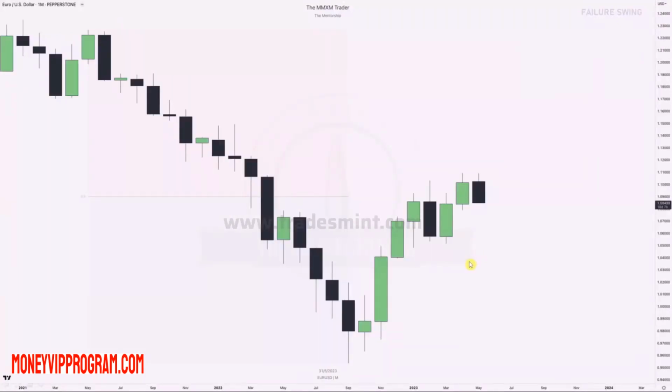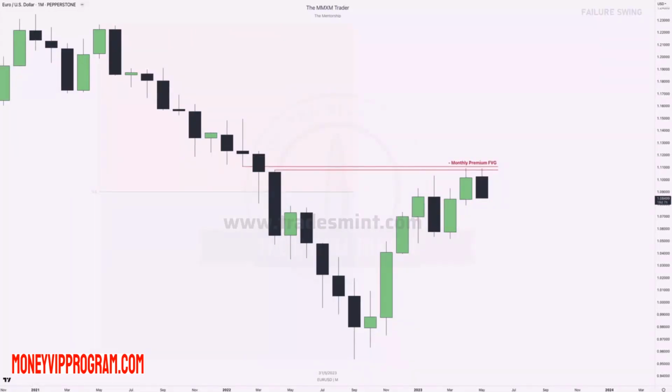So over here we've got our Euro USD monthly chart, right? Let's see where our premium and discount levels are. So from this swing high up here into this swing low down here, we've got our whole dealing range. So everything up here is in premium, everything down here is in discount. So what did we hit recently? Did we hit a higher time frame PD array? We've got this monthly premium fair value gap, right? So this is a perfect area where we can reject from, and on the lower time frame we can scout for an opportunity to get into a sell.